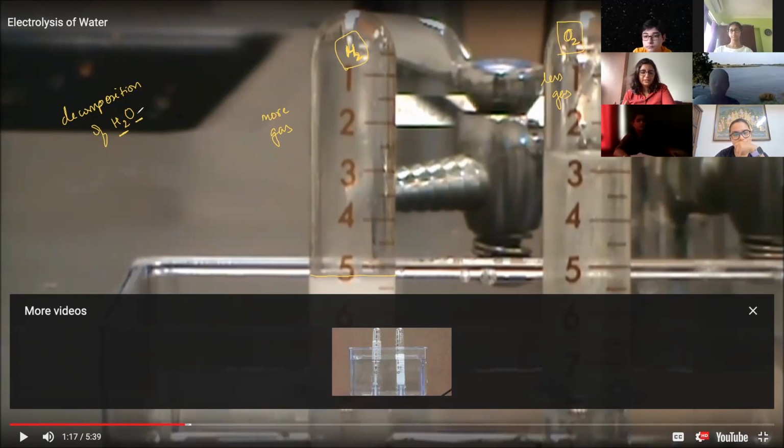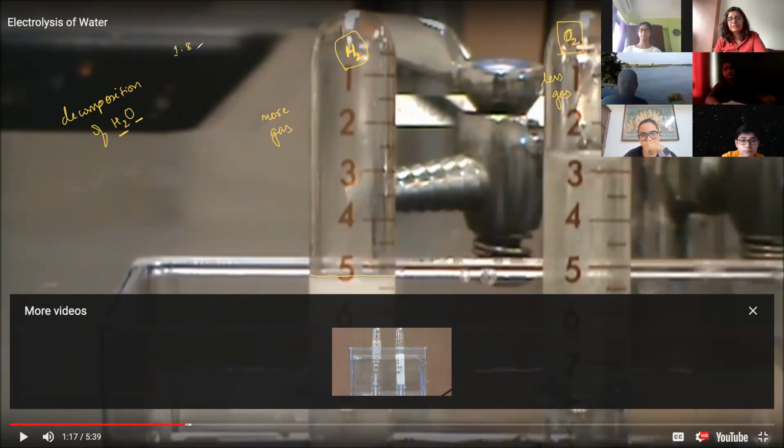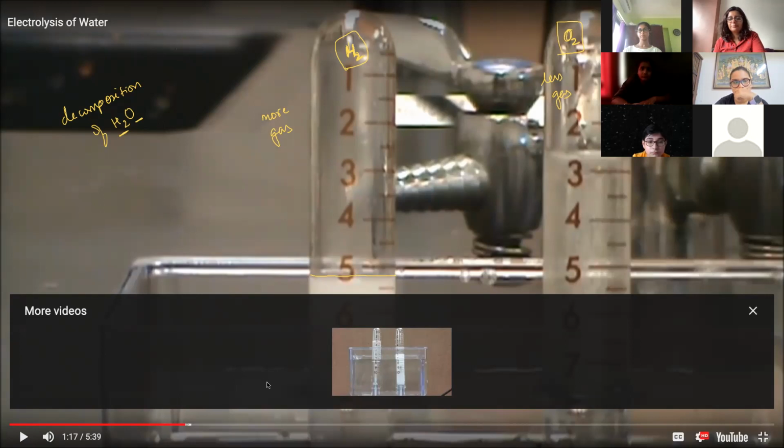Nice. So you don't have to consider the mass. If you consider mass being ratio 1:8, this will confuse you because oxygen has more mass. So don't go with masses at all. Go purely by the number of atoms that are there. Okay. Srijak, you had raised your hand. What did you want to say?